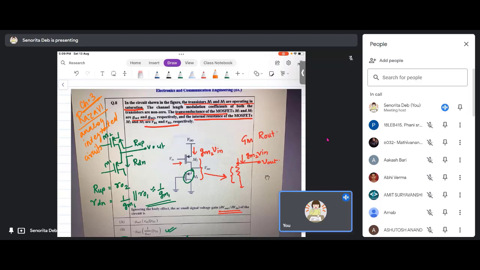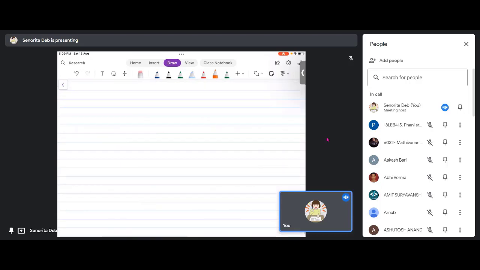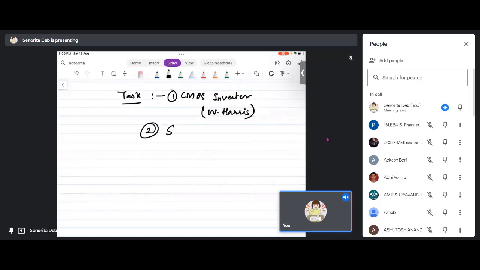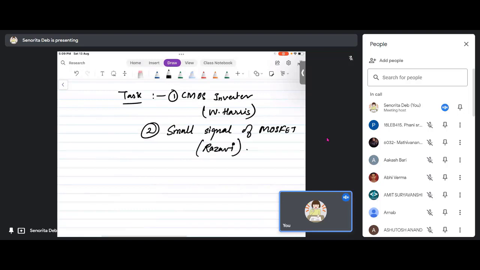So I think to summarize today's class, I gave you a task of looking into 2 topics. One is the CMOS inverter, and I recommended the book of Weste Harris for this. I gave you a task of looking into small signal analysis of MOSFET, and the help book is Razavi. Okay, so these 2 you can check.